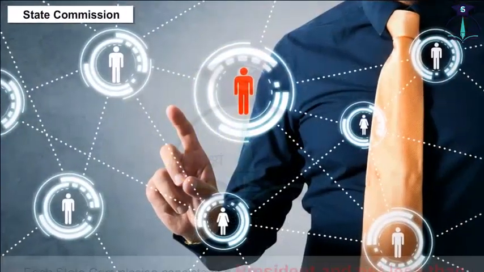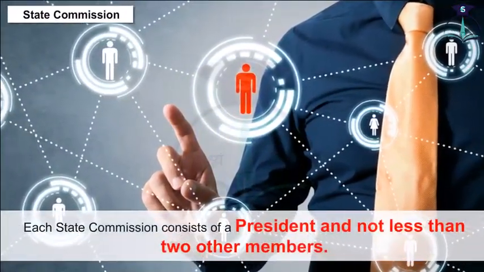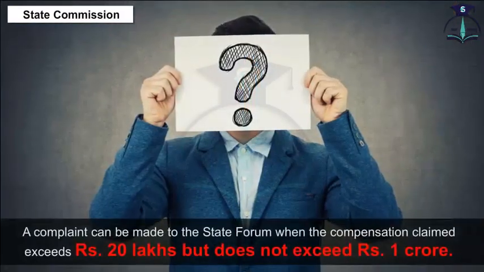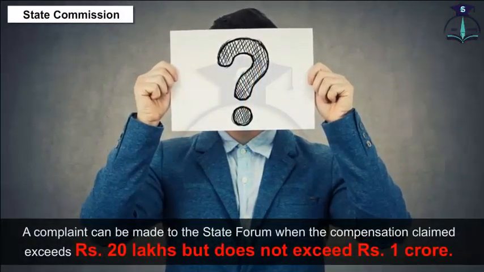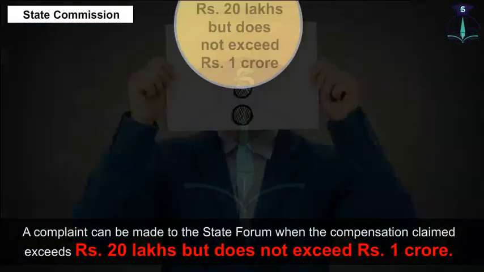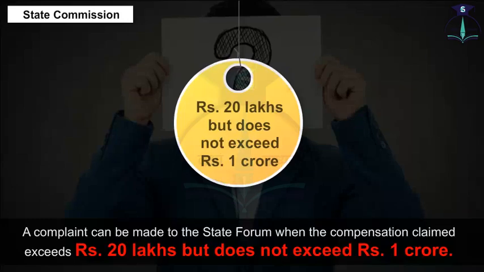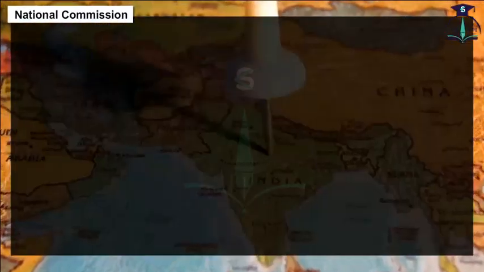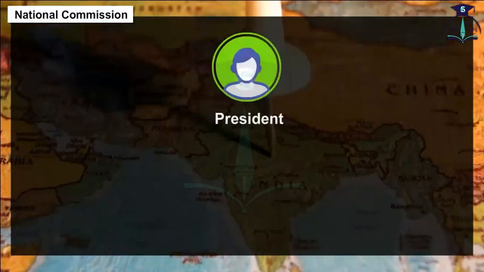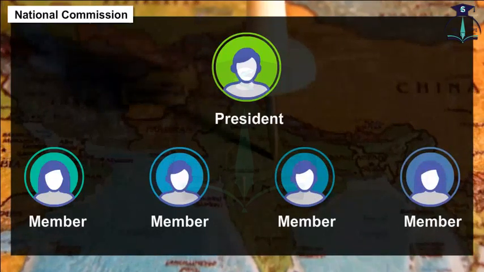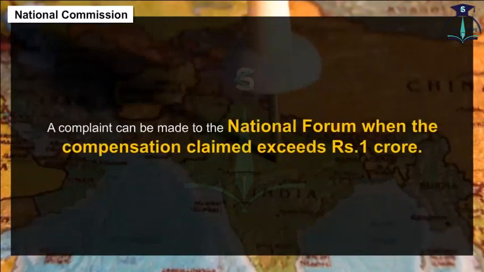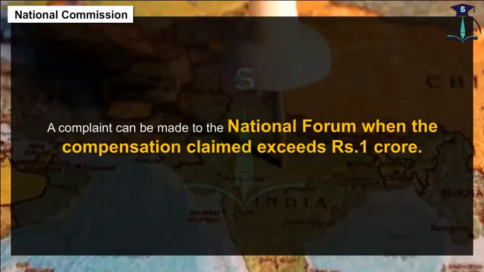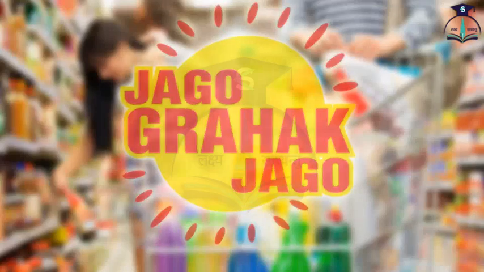State Commission. Each state commission consists of a president and not less than 2 other members. A complaint can be made to the State Forum when the compensation claimed exceeds rupees 20 lakhs but does not exceed rupees 1 crore. National Commission. The National Commission consists of a president and at least 4 other members, one of whom should be a woman. A complaint can be made to the National Forum when the compensation claimed exceeds rupees 1 crore.